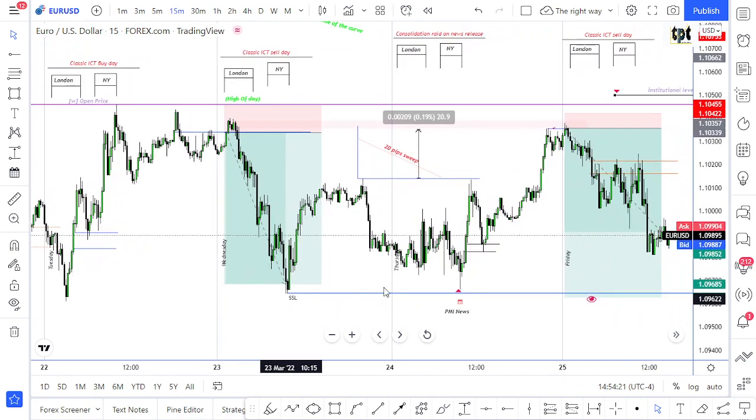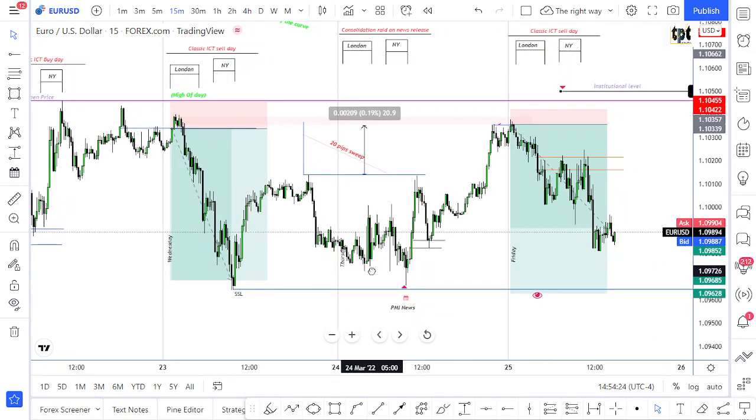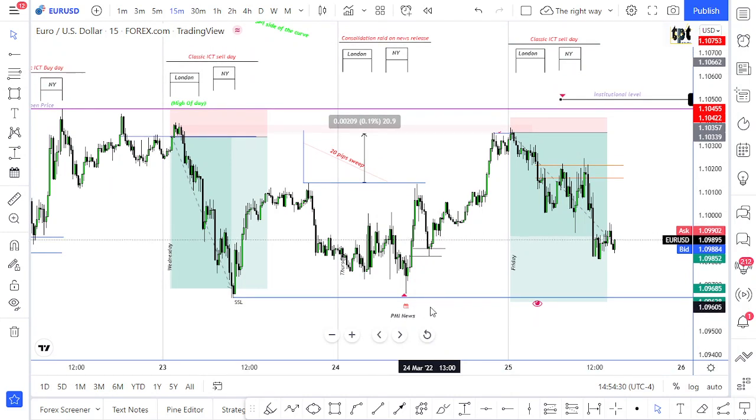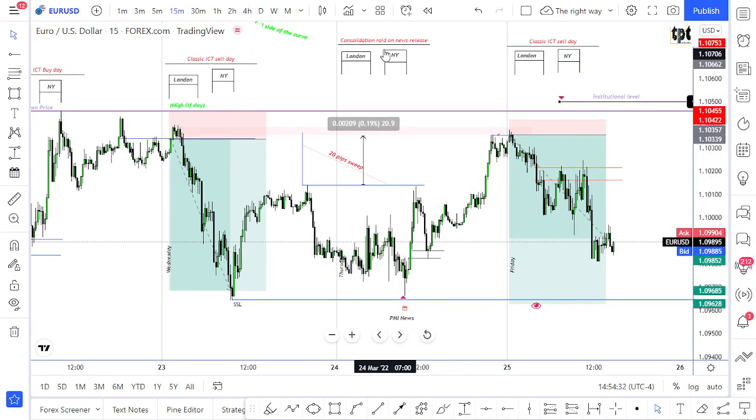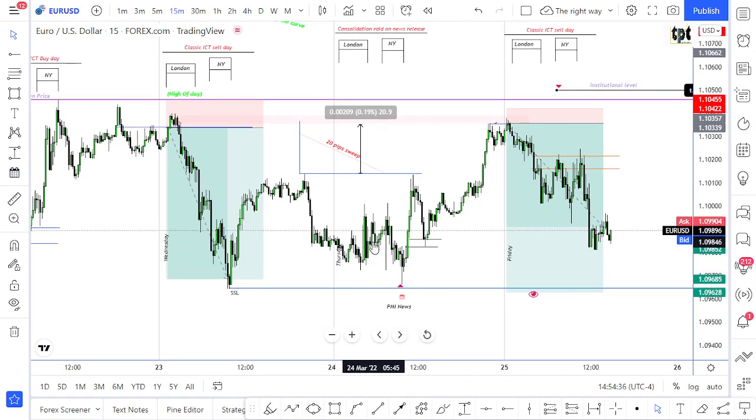Yesterday, I didn't take any trade because the market was preparing for the PMI news release that was supposed to be released during the New York session. So it was a consolidation trade on news release, the type of template. So the market was taking out liquidity on both sides, preparing for the New York session. In the New York session, we had the PMI news release, of which it took out the sell side liquidity, then gave us now the move to the upside.